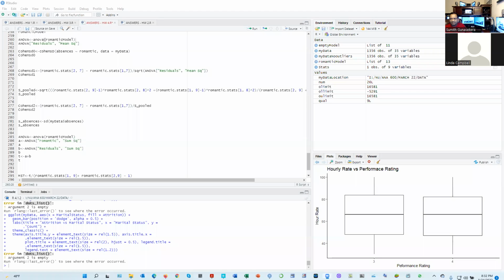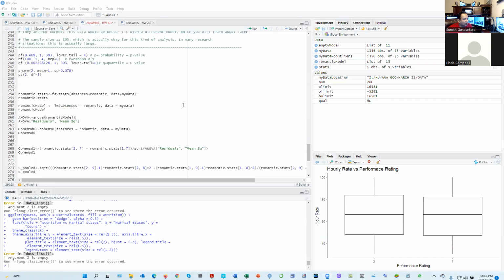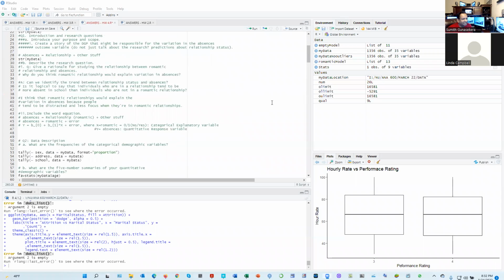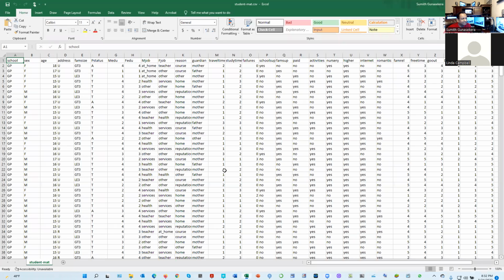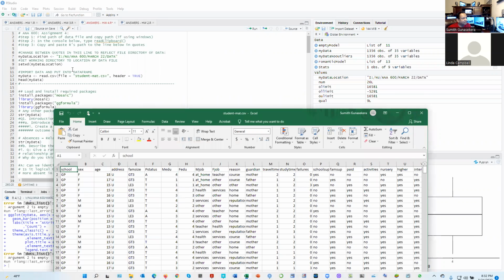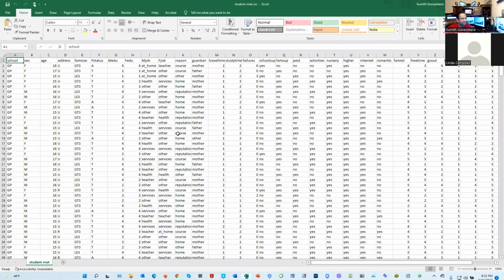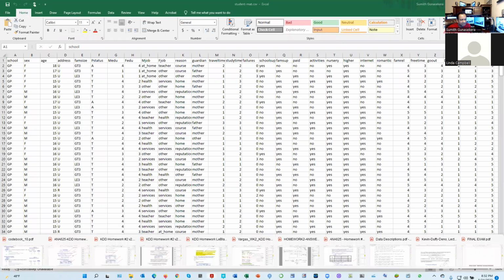Okay, let's go ahead and recap what we had been doing yesterday. Can you remember we were talking about this data set? This is the data set that we were talking about. It's called studentmat.csv. So these are all the descriptions.